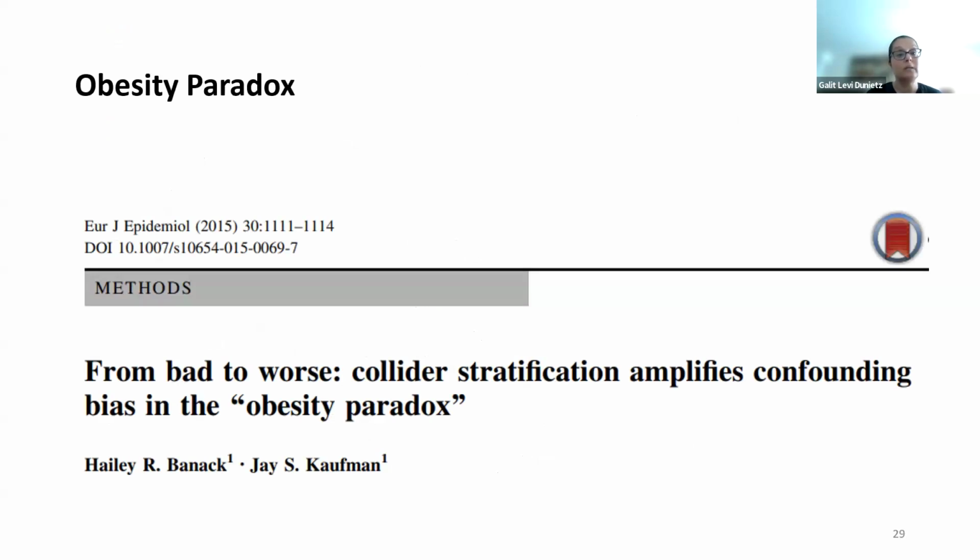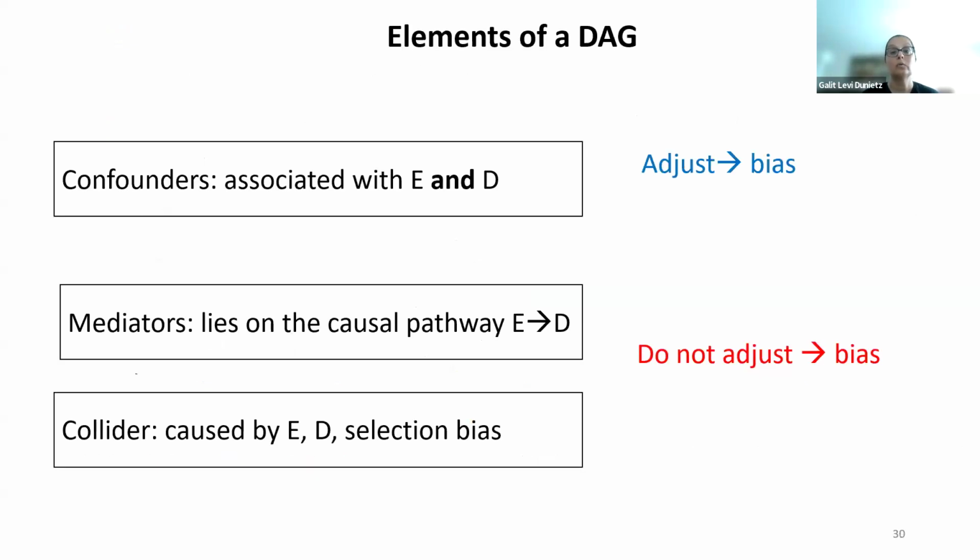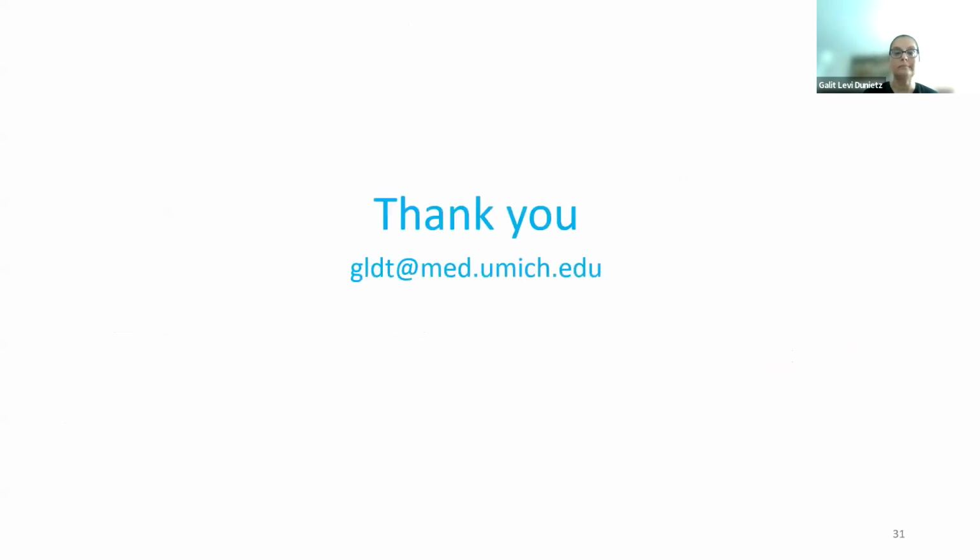And so this is very nicely summarized in this paper from 2015 that explains the obesity paradox, and it's very much applicable to other diseases that reported the obesity paradox. So to summarize, when we have confounders that are associated with both the exposure and outcome, we need to adjust for them. But when we have mediators or colliders, we do not adjust for them. And that's it for me.